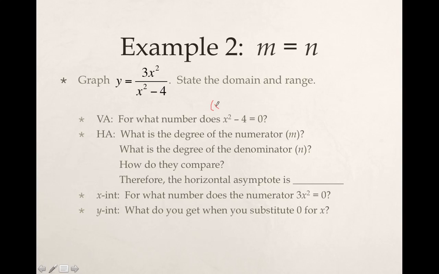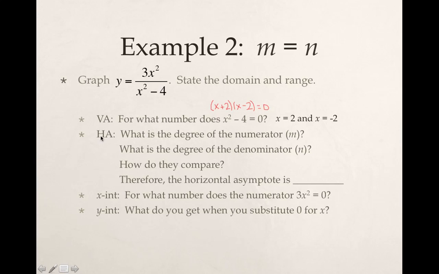So I can make it x plus 2 times x minus 2 equals 0. And if that's the case, then I know that my two x values are going to be x equals positive 2 and x equals negative 2. So in this case, I actually have two vertical asymptotes I will need to use.